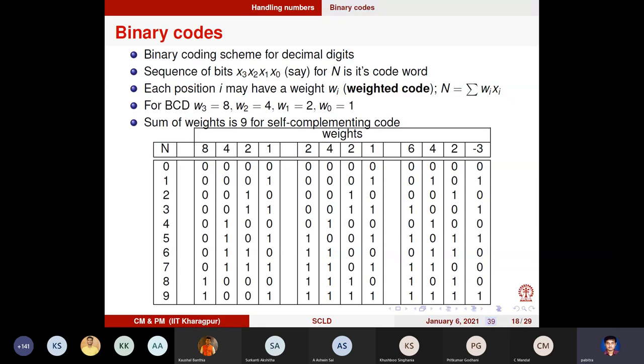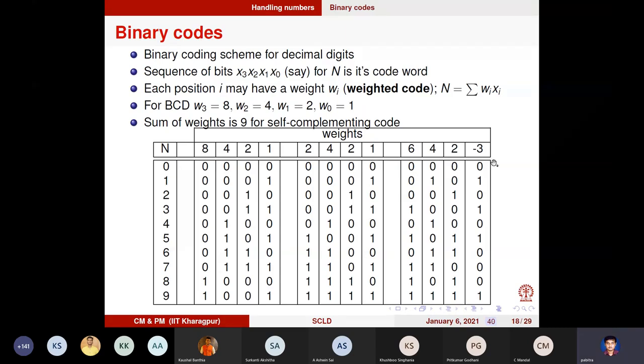Now this w you can play with. The w in the natural BCD is 8421. You can take other values of w. For example, you can take 2421 as the values of w. Note that you have the same weight for 2 positions. 8421 can be the value of w.